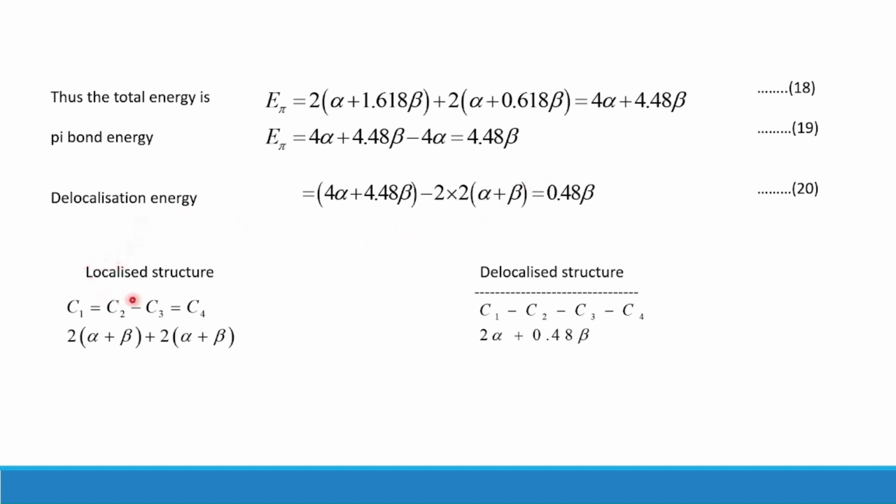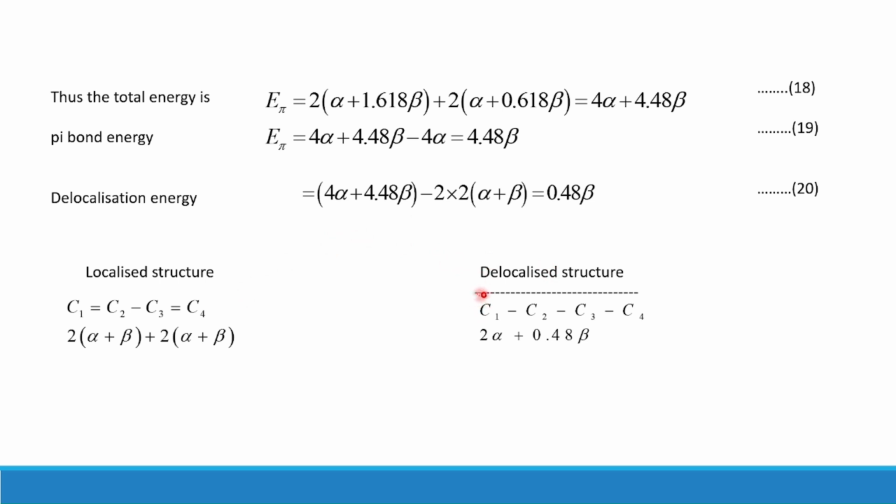So what we were assuming as the localized structure means the double bond is between C1 and C2 and between C3 and C4, and between C2 and C3 there is a single bond. So it was the localized structure where we can see the energy as 2 (alpha plus beta), which we have written here, plus 2 (alpha plus beta), so 2 into 2 (alpha plus beta). But when we calculate the delocalization energy, it comes out to be 0.48 beta, which means it is not the localized structure, it is the delocalized structure.